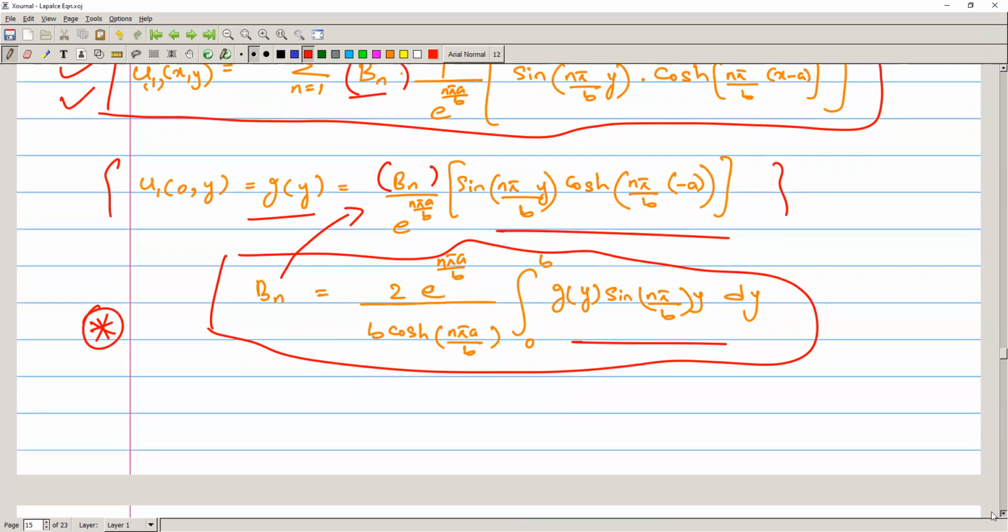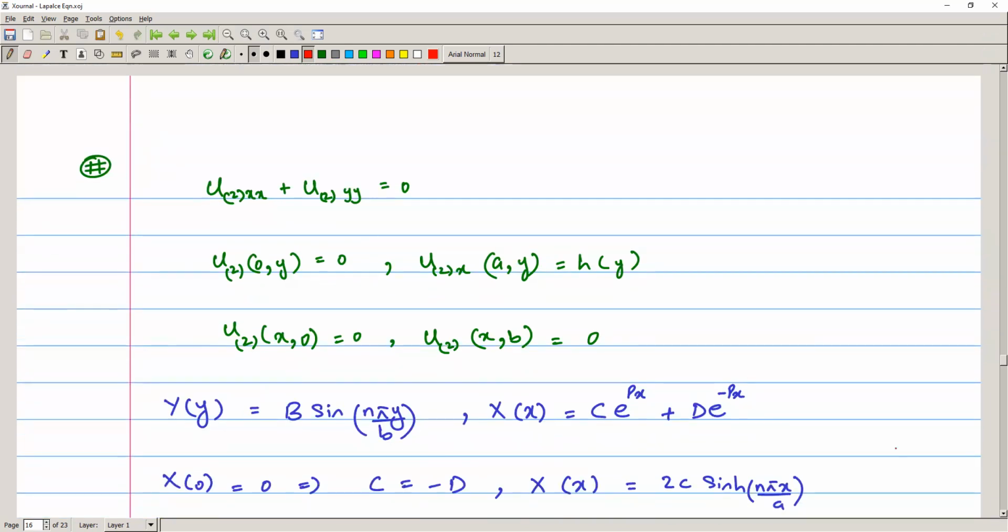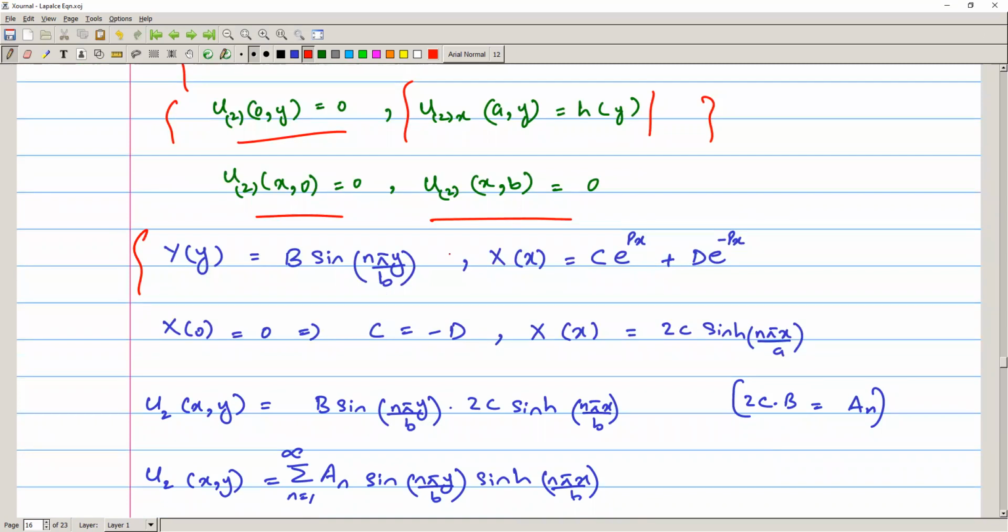Now we will move on to the second problem, and we have this problem here, right? u2xx plus u2yy, and the boundary conditions, this is now 0, this is kept non-homogeneous, these are already given 0. The solution is given by these two functions, right? We will apply the boundary conditions again here. X of 0 equals 0 implies c equals negative d. Therefore, X of x equals 2c sinh of n pi x over a, because here what we did, we simply plugged c equals negative d here, that is negative c.